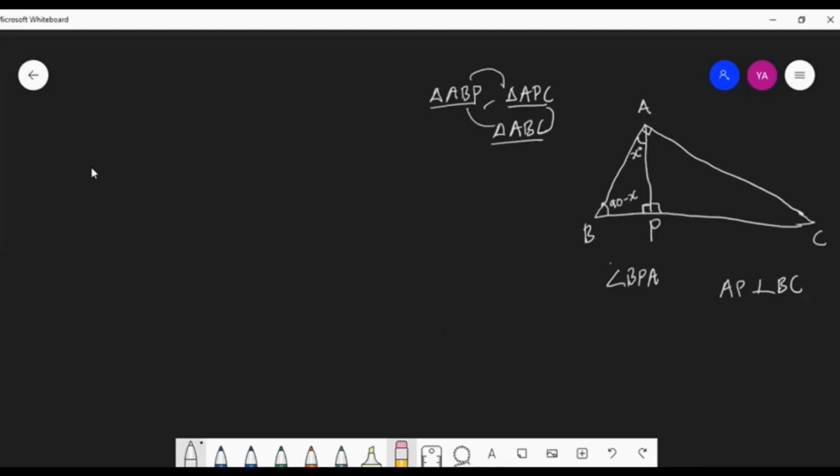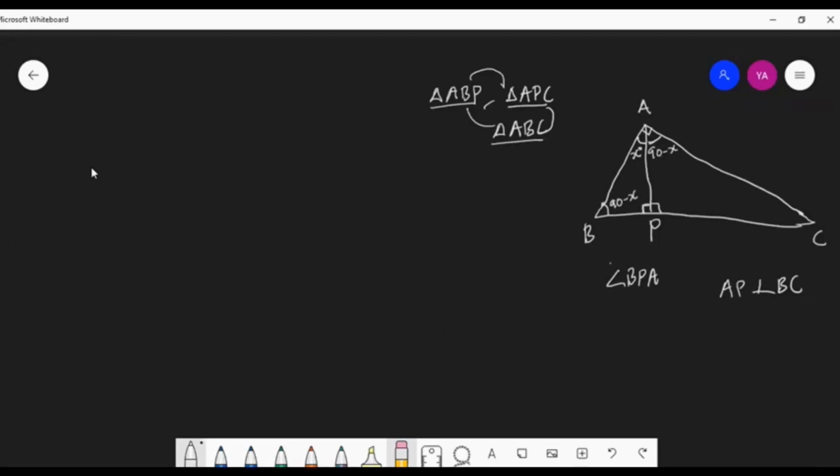90 minus x degree. Okay. Now can you say what will be this angle first? What will be this angle? No, this is not a bisector. This is just a perpendicular to the opposite side. You just look at the large triangle. 90 minus x. 90 minus x is correct.